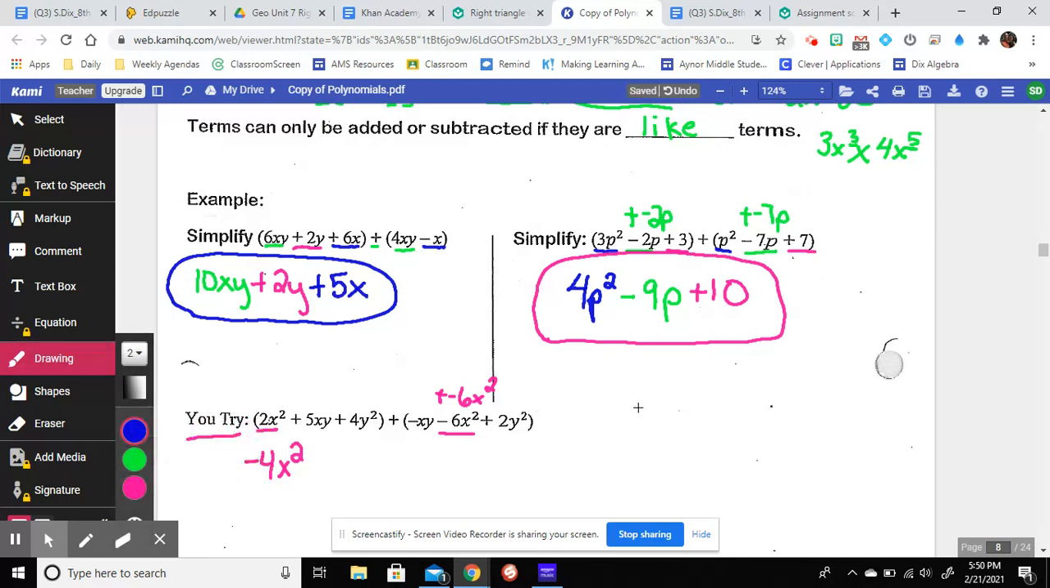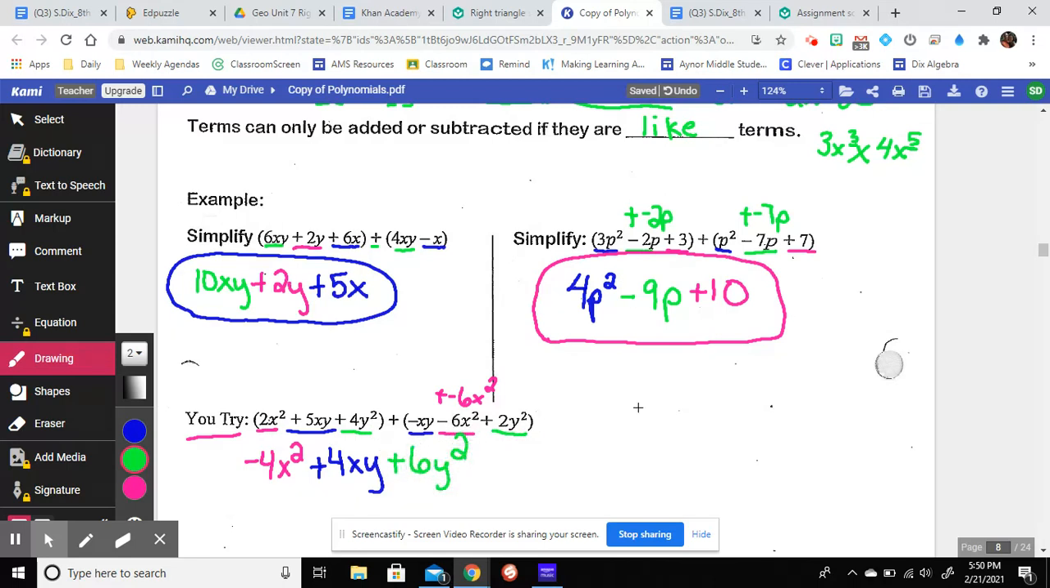Then I have a positive 5xy and a negative 1xy. So 5xy plus negative 1xy is 4xy because 5 plus negative 1 is 4. And then I have a 4y squared and a 2y squared. So 4 plus 2 is 6y squared.